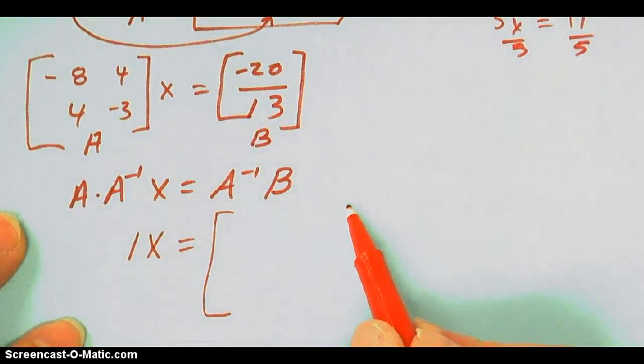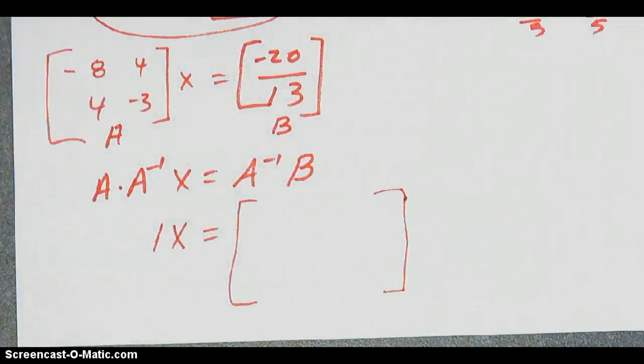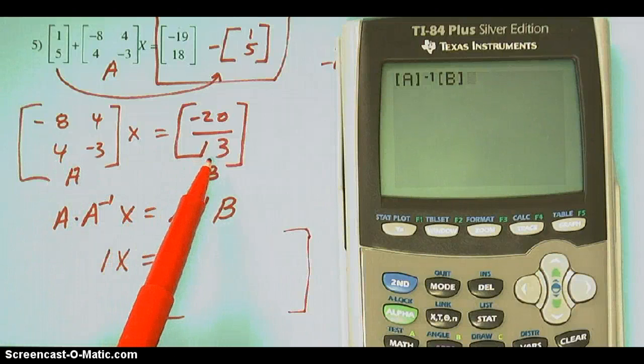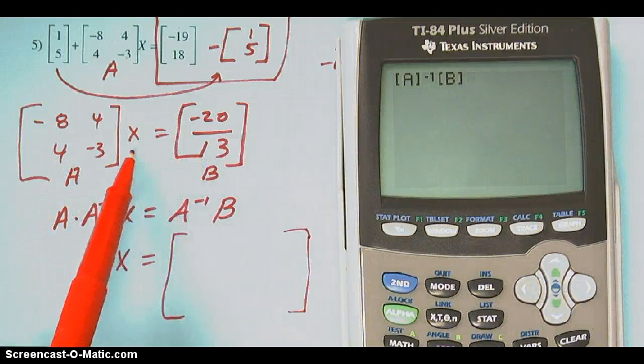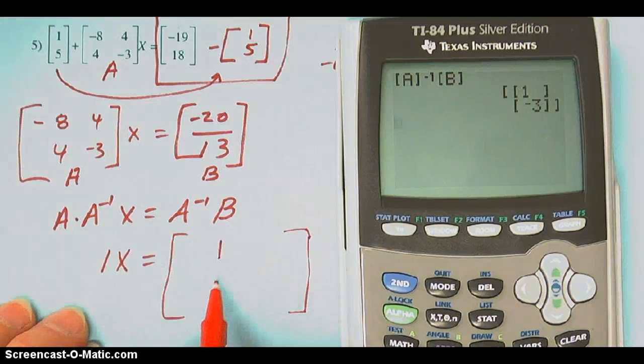So I'm going to pause for a moment while I punch this into my calculator. You may too, and then see if you come up with the right answer. So what I've done is I've put this matrix in A, this matrix in B. To solve for x, we're going to go A inverse B, and our final answer should be a 1 and a -3.